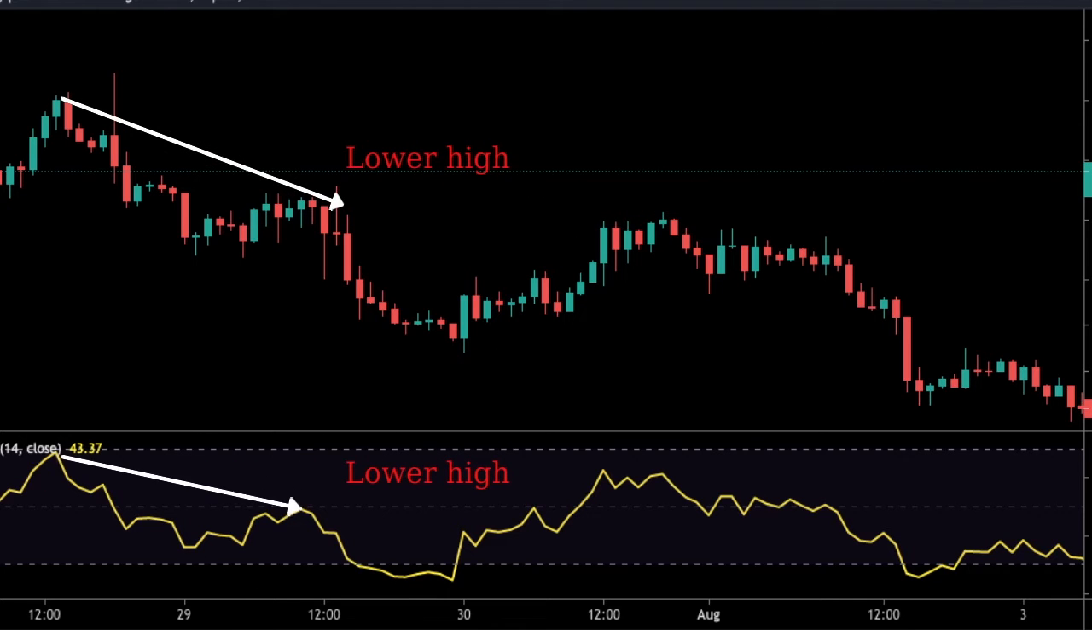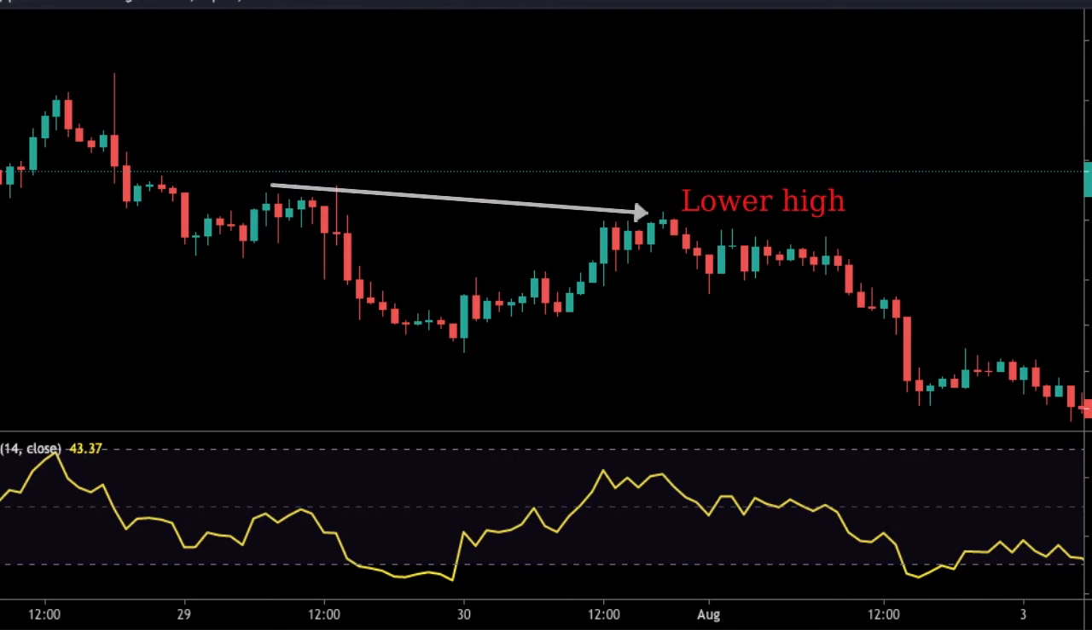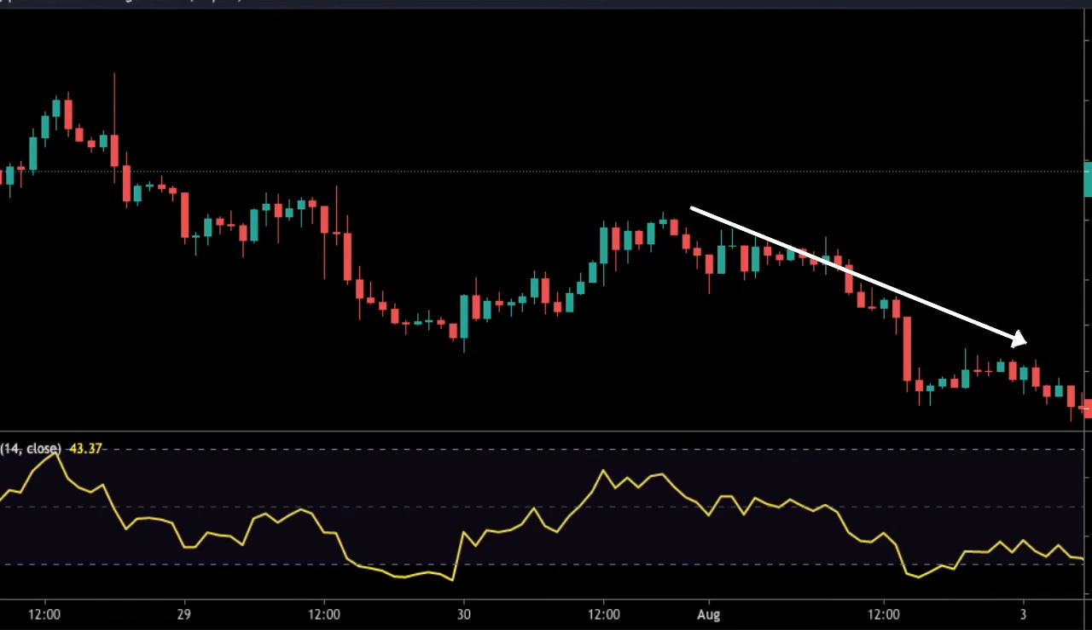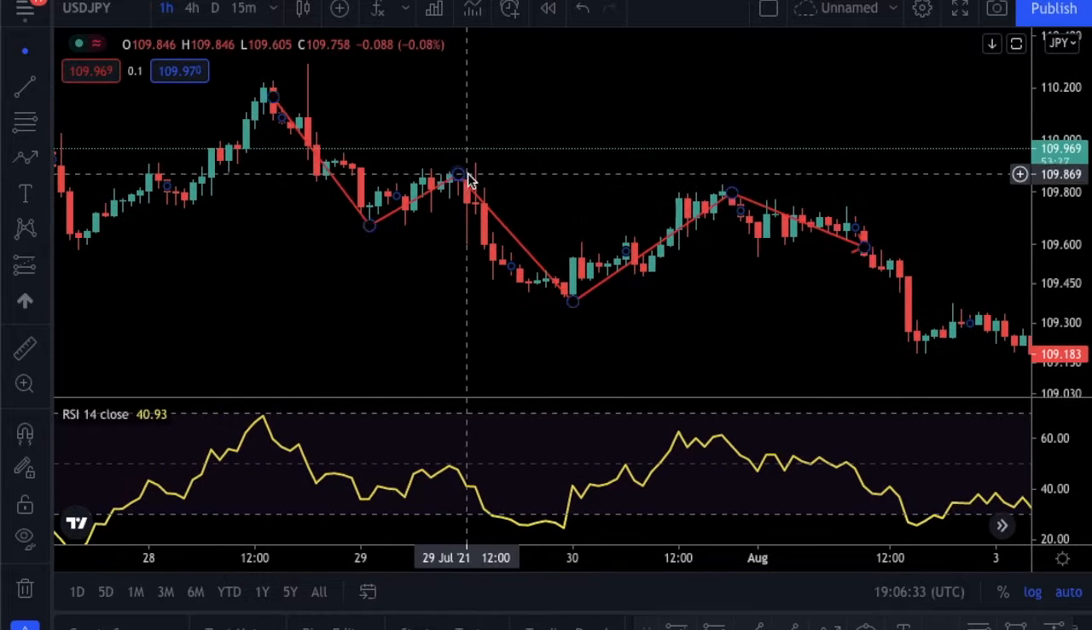Here on the first retracement, the price makes a lower high and RSI mirrors the price movement. However, on the second one, the price makes a lower high, but the indicator makes a higher high. So we have a bearish hidden divergence. It indicates that the negative trend is most likely to continue.